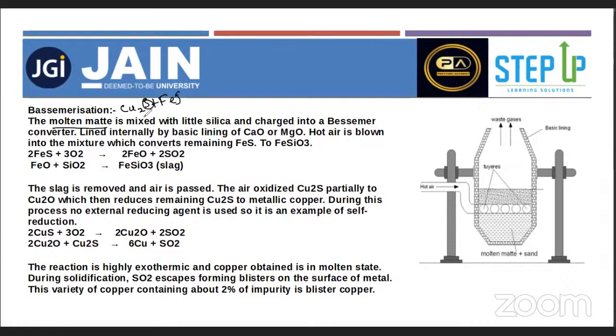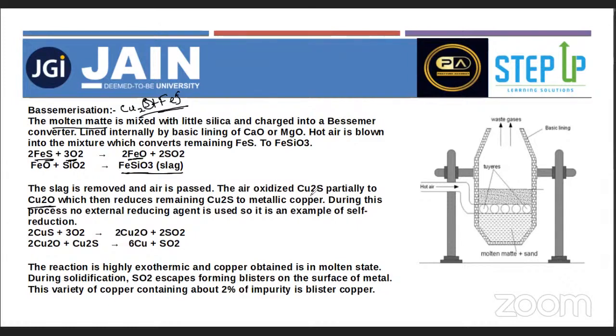Okay, FeS and Cu2S are there together. So now what we do is try to react FeS with oxygen to form FeO. Here we are trying to convert it into FeSiO3. This is the slag obtained. Now the slag is removed and air is passed. This air partially oxidizes Cu2S to Cu2O.